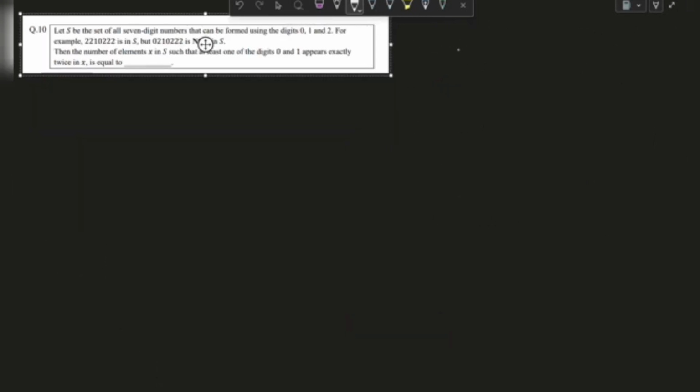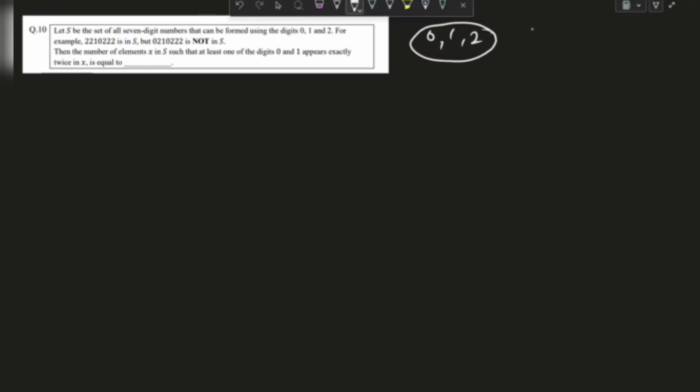Okay, so this is the next question. This question was a fairly good question from permutations and combinations. I will read it out once. Let S be the set of all 7-digit numbers that can be formed using the digits 0, 1 and 2. So basically we have to use only these 3 digits to solve our problem. And now in this example they have said a very simple thing, that 0210222 is not in S. So basically this is common sense, because if we have a 0 in the first place, then it will be a 6-digit number.